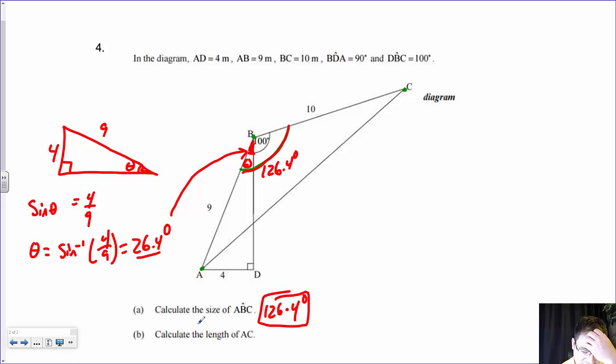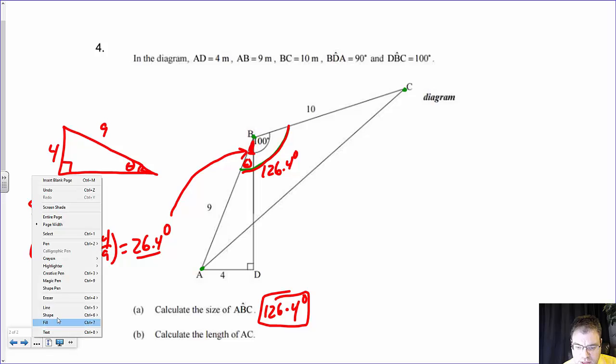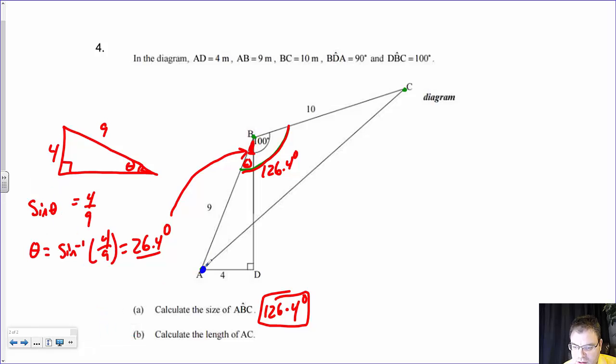All right, now it wants me to calculate the length of AC, so let me change the pen, and we're going to have to get a little more creative here for this particular answer. So I have A, and I'm going all the way over to C, and I want to know that side. What I have here is a side, an angle, and a side. It's a SAS triangle, side angle side.